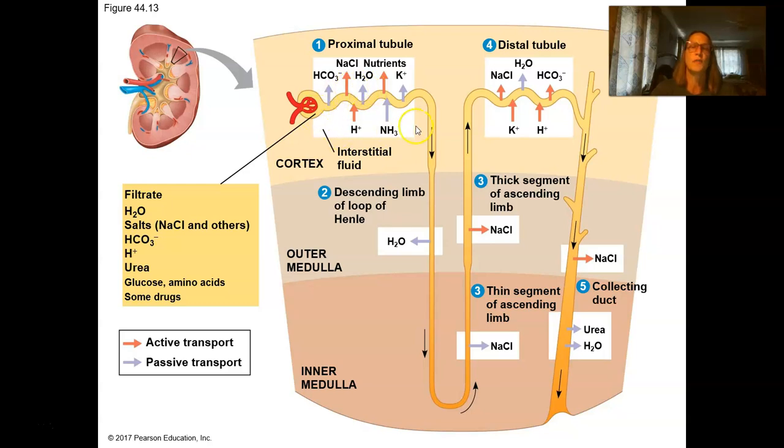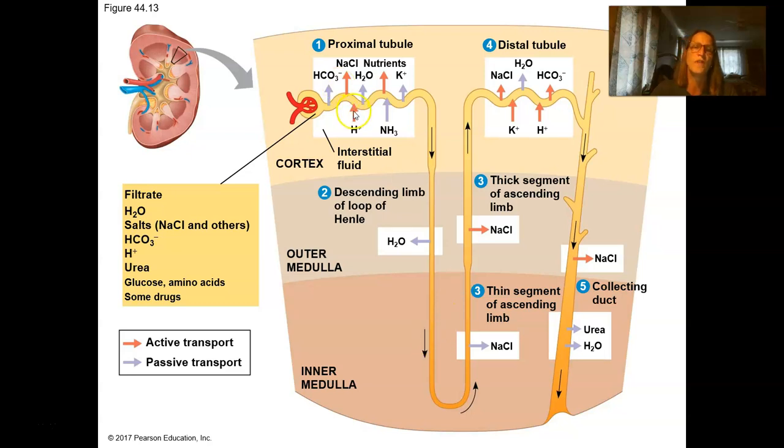So right here we have the proximal tubule, and this happens right after the Bowman's capsule, so the filtrate is coming through here. What this figure is not showing is that there are blood vessels. The peritubular capillaries are also lining these tubules.